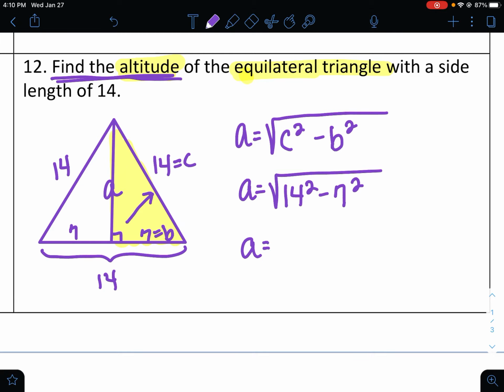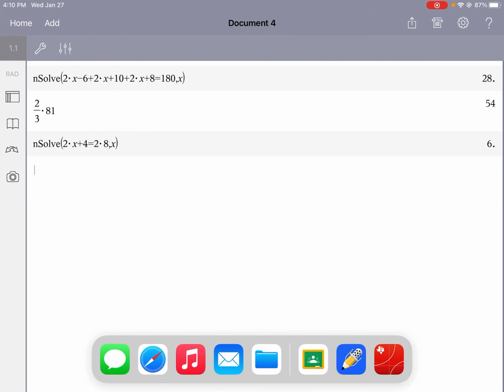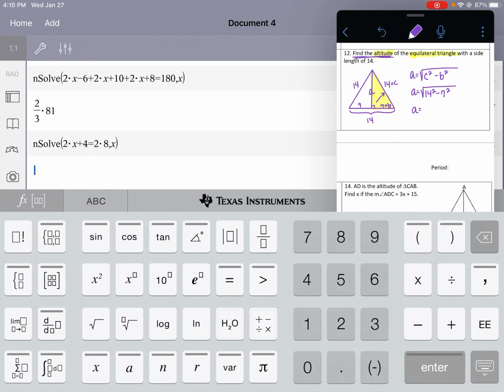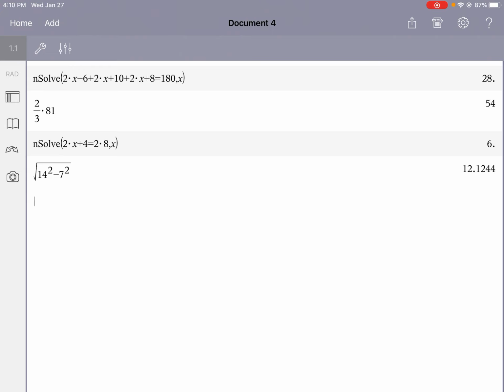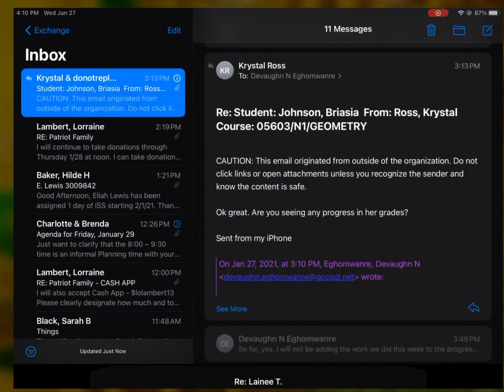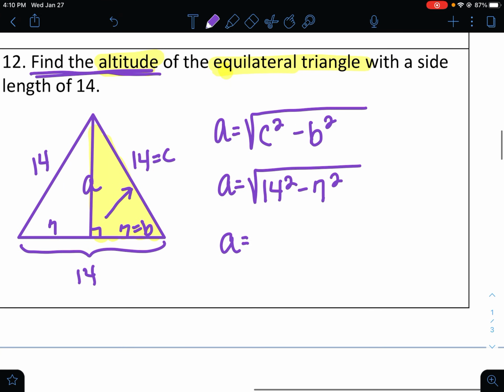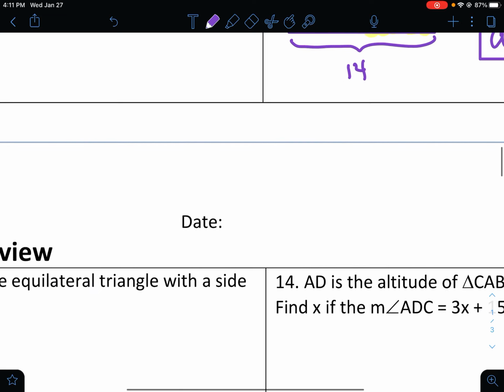And when you type that into your calculator, let me just show you because some of y'all still try to use NSOLVE for like everything. And it's ridiculous because you don't need it for everything. So since A is already by itself, all we're going to do is put the square root of 14 squared minus 7 squared. Do not use NSOLVE for problems like this. So we get 12.1. We're just going to round that to 0.1. So for number 12, we get 12.1. Okay. So that is that. Moving on to 13.